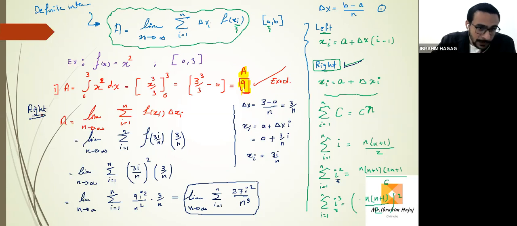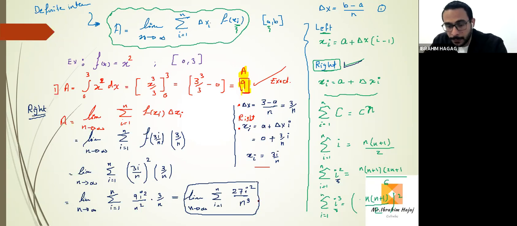By using the definition of definite integral up here, A equals the limit as n approaches infinity of summation i equals 1 to n of f of x_i delta x, you have to find these first, delta x and x_i from the right. x sub i equals a plus i delta x. The a is 0 plus 3i over n, so x sub i is 3i over n. Now the limit as n approaches infinity of the summation, and we proceeded normally and did the substitution. Right?